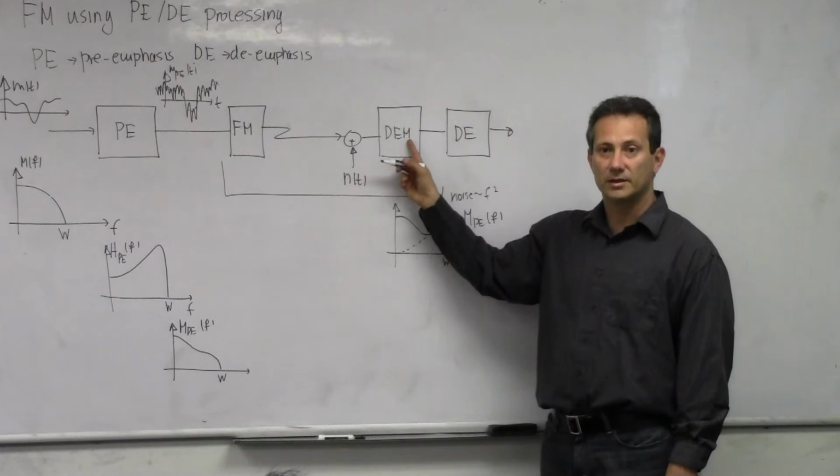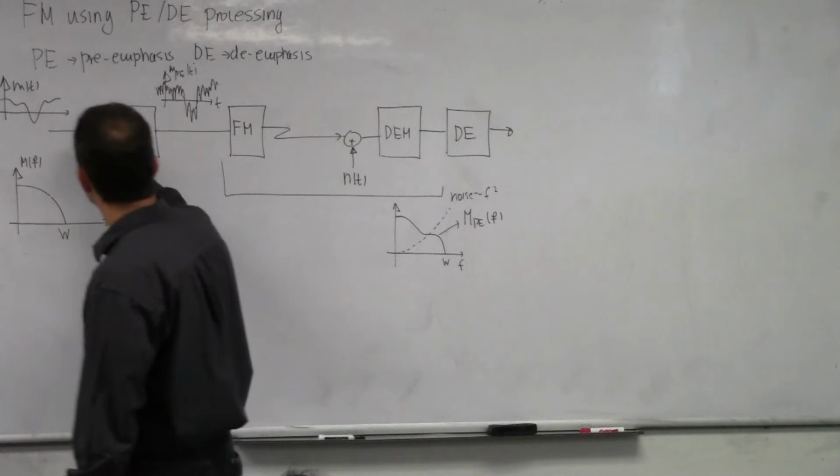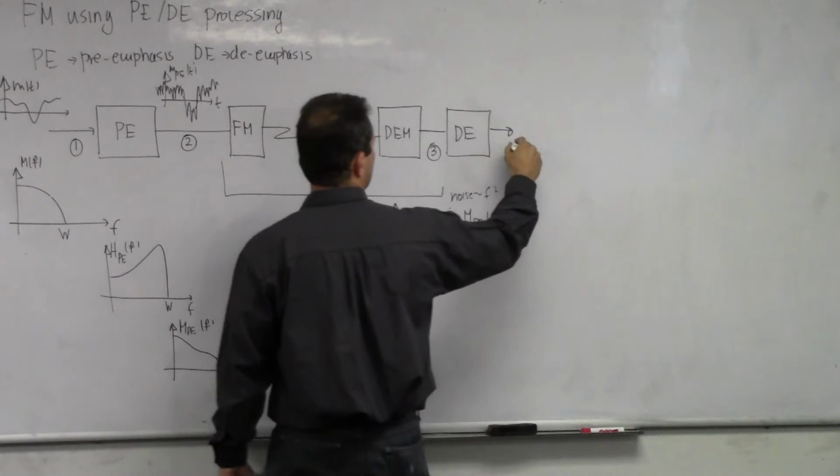What I should do is really just number these: 1, 2, 3, 4. And this is 1.